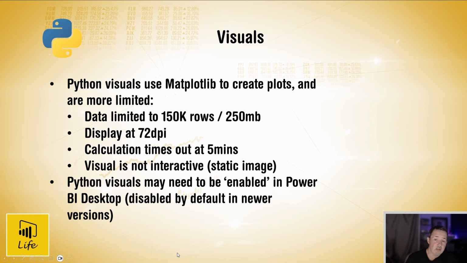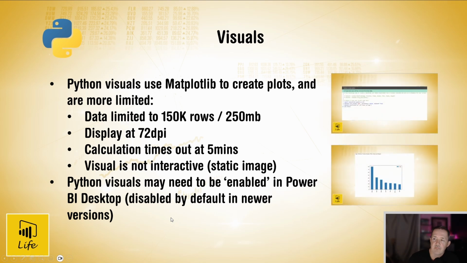So also something that in newer versions you may need to do: when you open a report that has a Python or probably an R visual that's using scripts, you will need to physically enable that via a button as well. So it's disabled by default. And so we'll see some of these visuals in a sec.